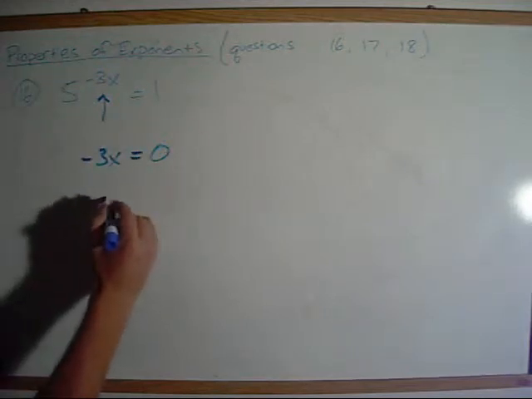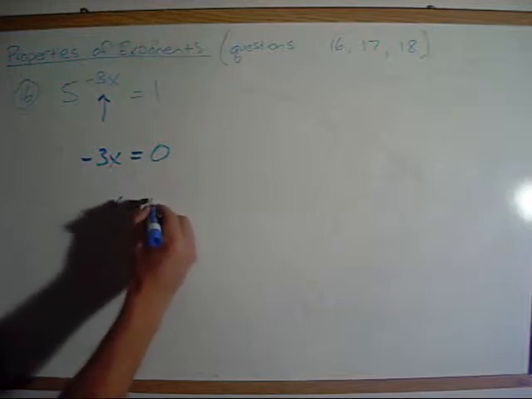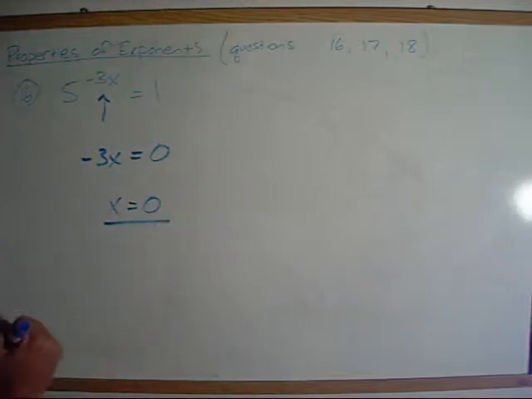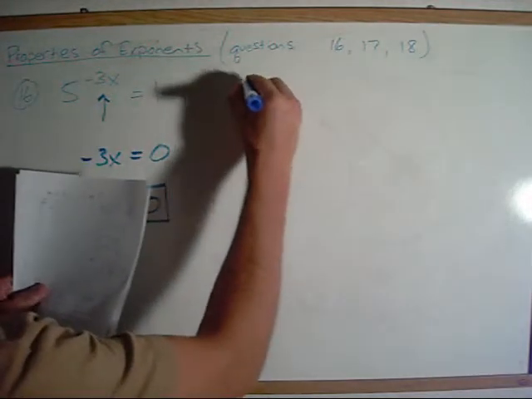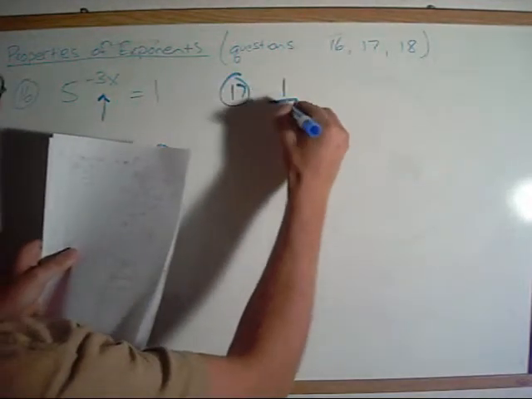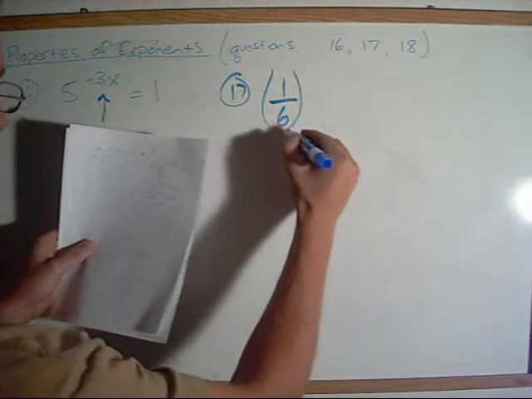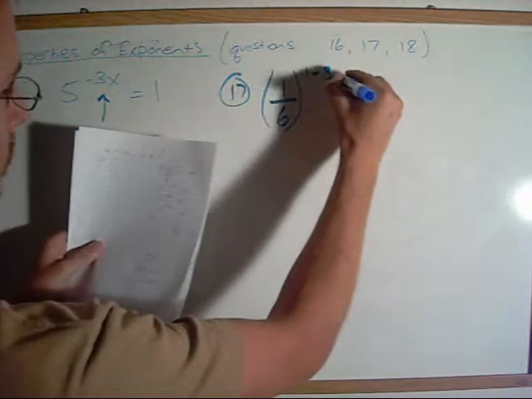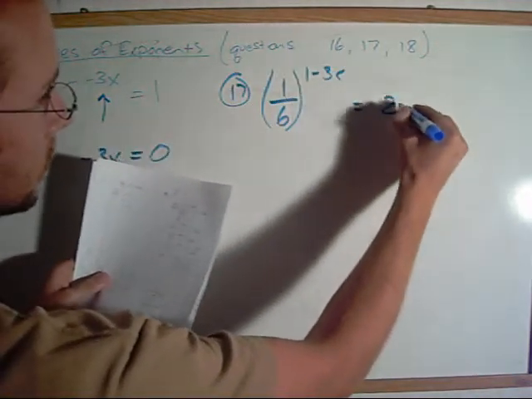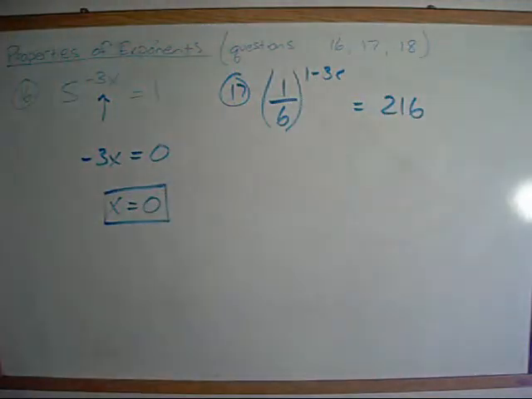So solving for x, we have a variety of ways to do that, but x is going to be equal to 0 for question number 16, property of exponents. 17, also a property of exponents. A little bit trickier because we have to think about the bases involved here.